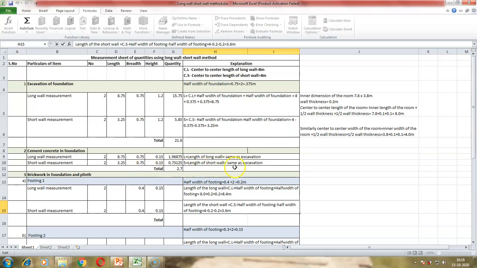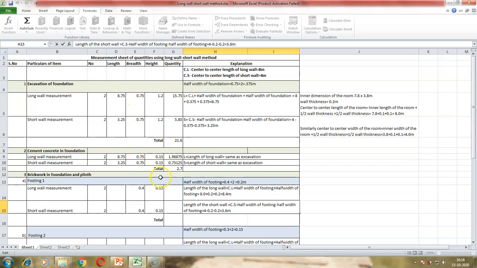And the length of the short wall is also what we had in the case of the length of short wall, which is equal to 3.25 meters. So we have 8.75 into 0.75 into 0.15. So now here the only difference is 0.15. The rest of the dimensions are same.